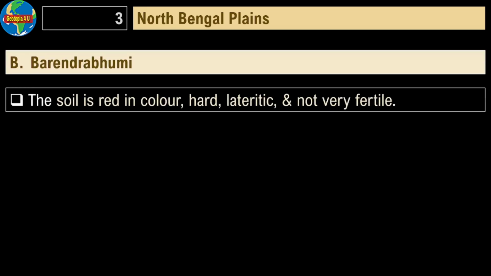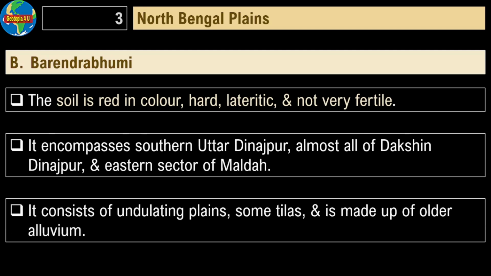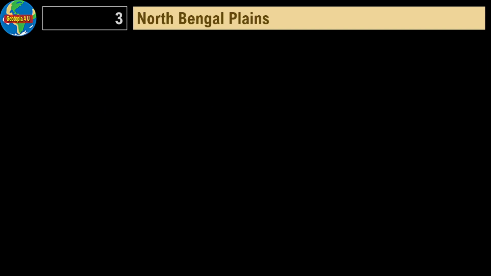Number B. Borendra Bhumi. The soil here is red in color, hard, lateritic and not very fertile. It encompasses southern part of Uttar Dinajpur, almost all of Dakshin Dinajpur and eastern sector of Malda. It consists of undulating plains, some tilas, and is made up of older alluvium.